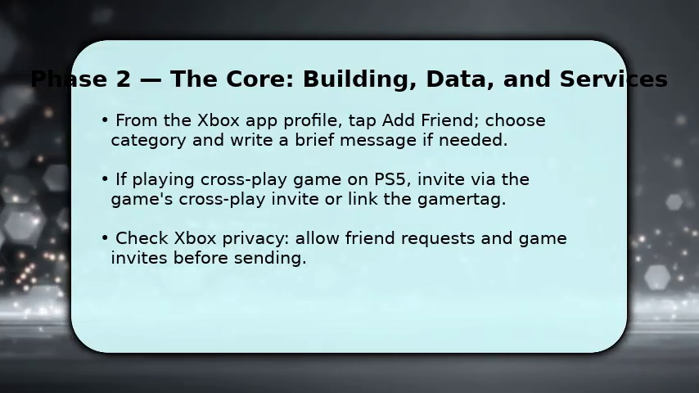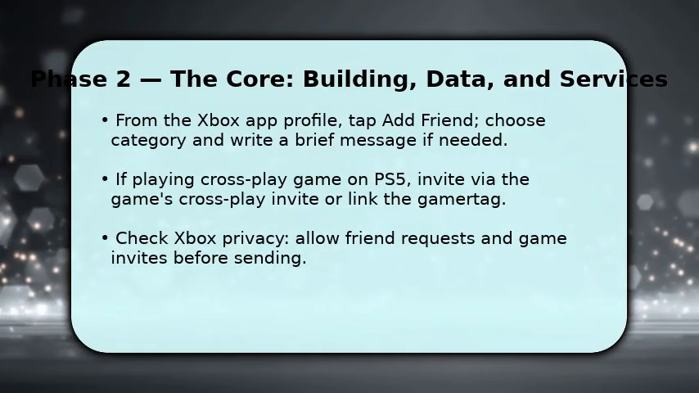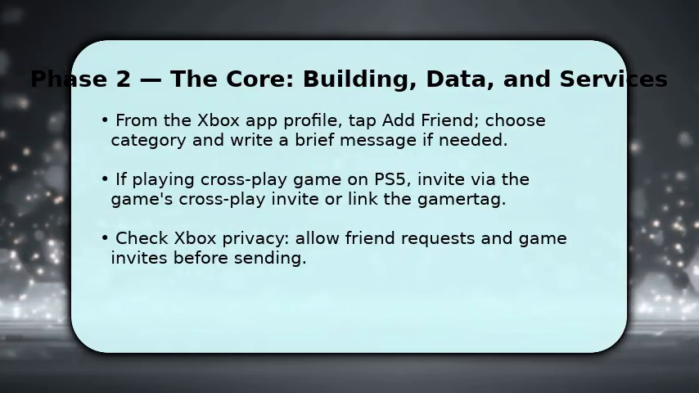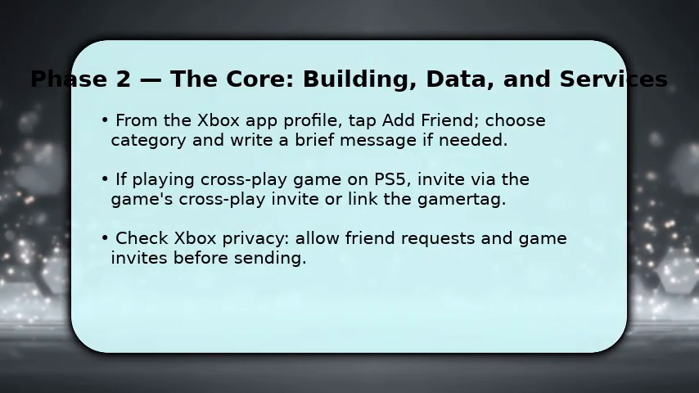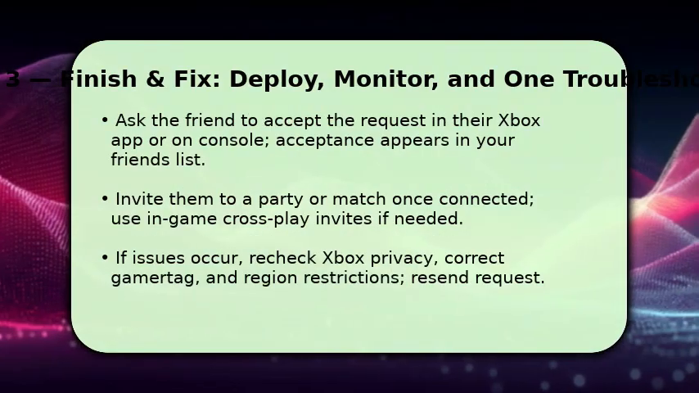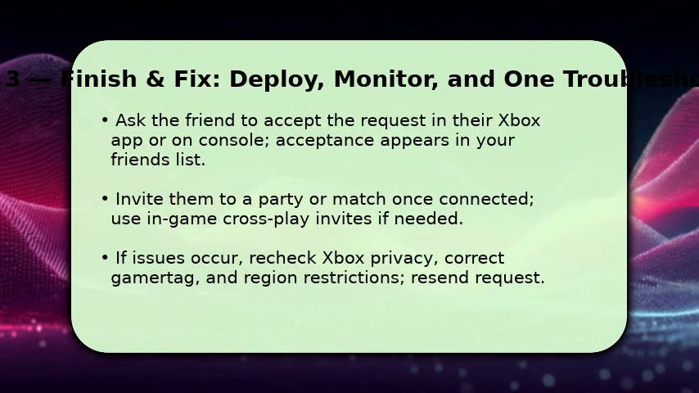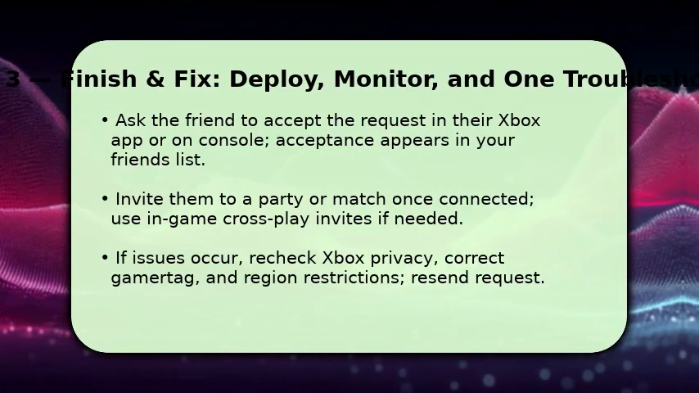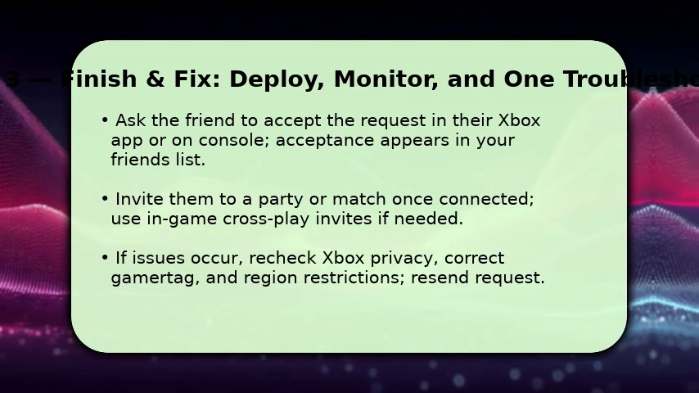Also, make sure your and their Xbox privacy settings allow friend requests and cross-network invites, because privacy blocks are the most common reason a request won't go through. After sending the request, tell the person to accept it in the Xbox app or on their console. Once accepted, they appear in your friends list and you can invite them to parties or games.